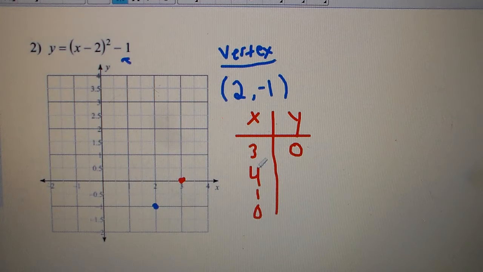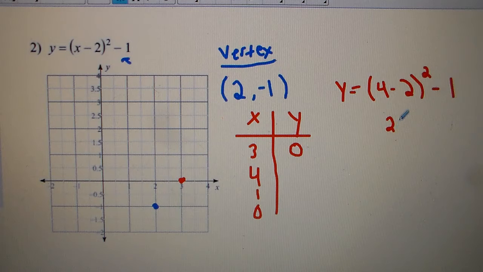Next I'm going to plug in 4. I'll write it out. So you have y equals 4 minus 2 squared minus 1. Well, 4 minus 2 is 2. 2 squared is 4. And 4 minus 1 gets us 3. So when x is 4, y is 3. Plot it up there.